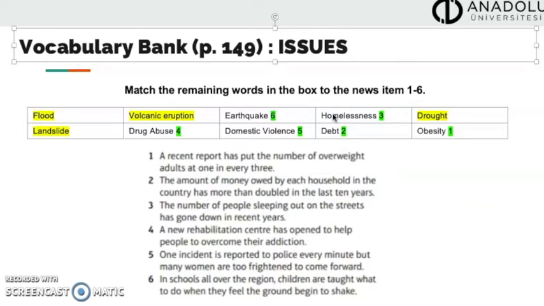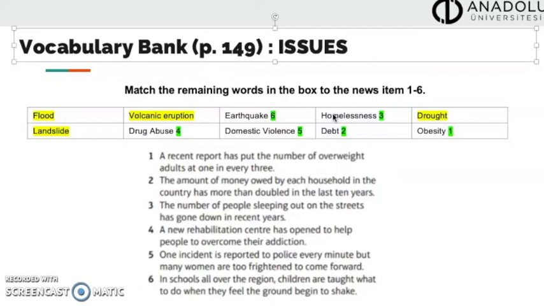Number 3, the number of people sleeping out on the streets has gone down in recent years. This is about people who sleep outside, not in their homes. So number 3 is homelessness. Number 4, a new rehabilitation center has opened to help people overcome their addiction. Addiction is the key word here in number 4. So number 4 should be drug abuse.